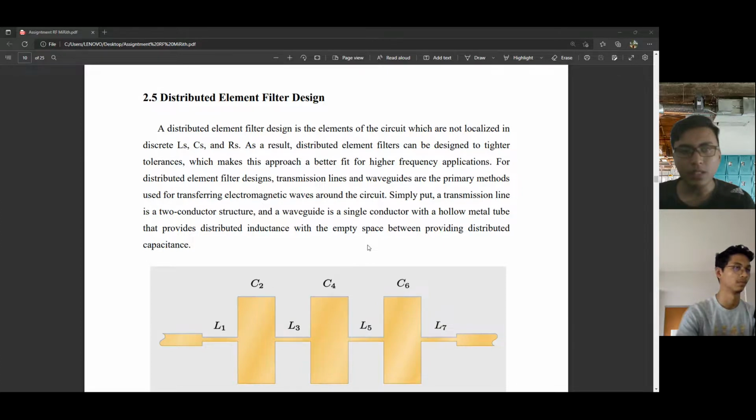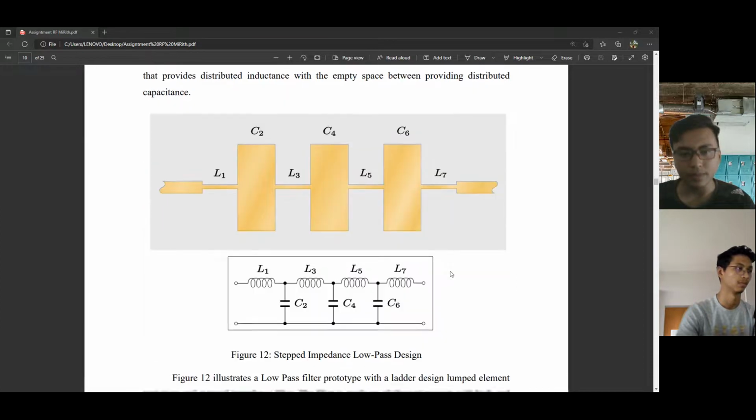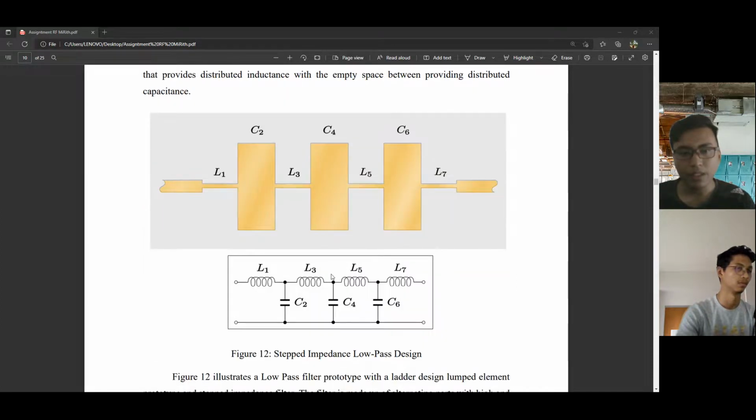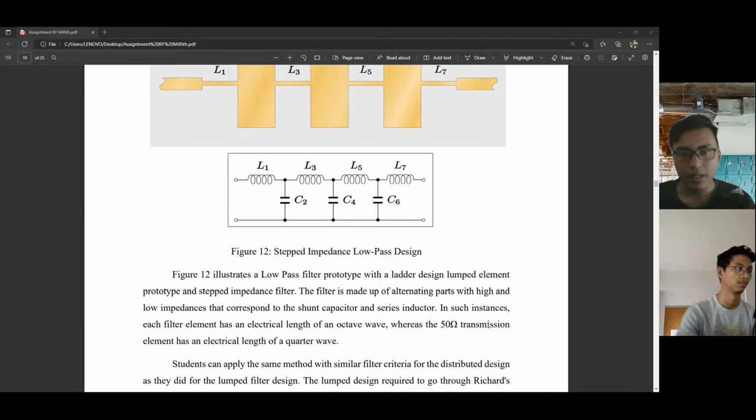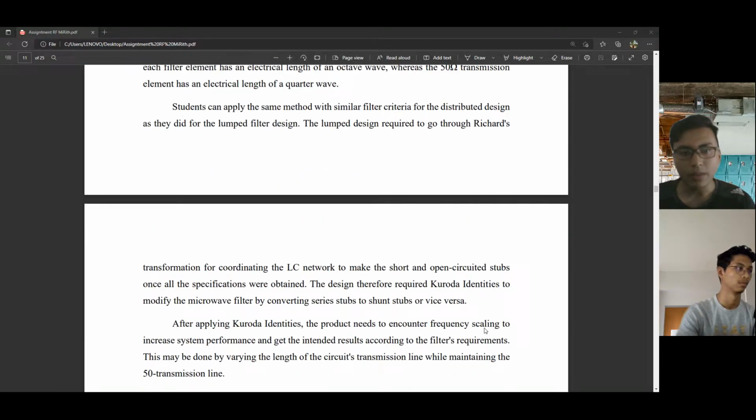Simply put, a transmission line is a two conductor structure, and a waveguide is a single conductor hollow metal tube that provides distributed inductance, with the empty space between providing distributed capacitance. So this is the figure.